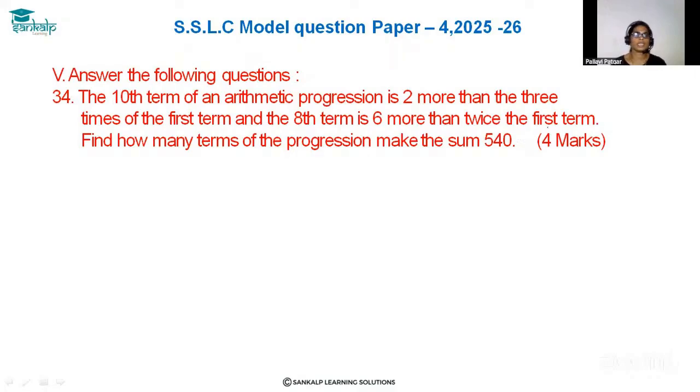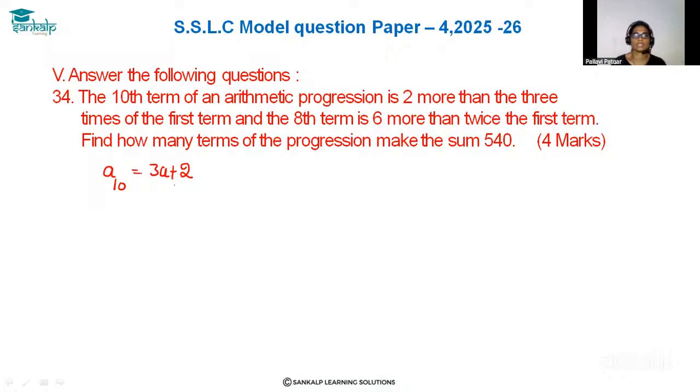Okay. So here the first term is A and the common difference is D. The nth term formula is A plus (n minus 1) into D. From this problem, the 10th term of an arithmetic progression is 2 more than 3 times the first term.